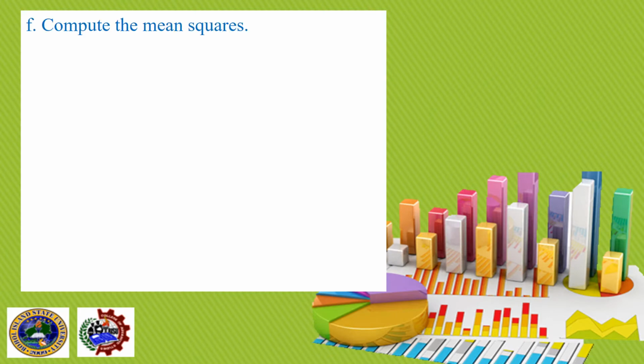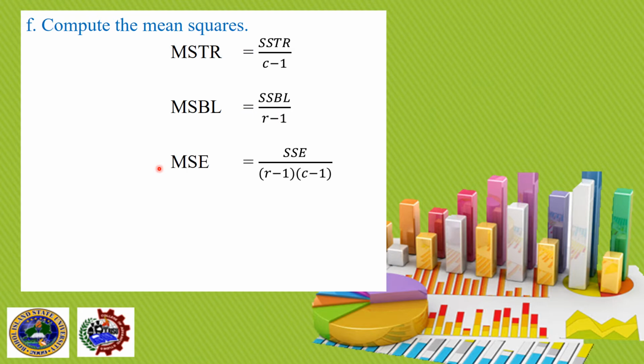Next step is to compute the mean squares. So for the mean squares, we have this one first. MSTR is equal to SSTR over C minus 1. So MSTR stands for the mean square due to treatment. Next we will find the mean squares for blocks using this formula, SSBL over R minus 1.